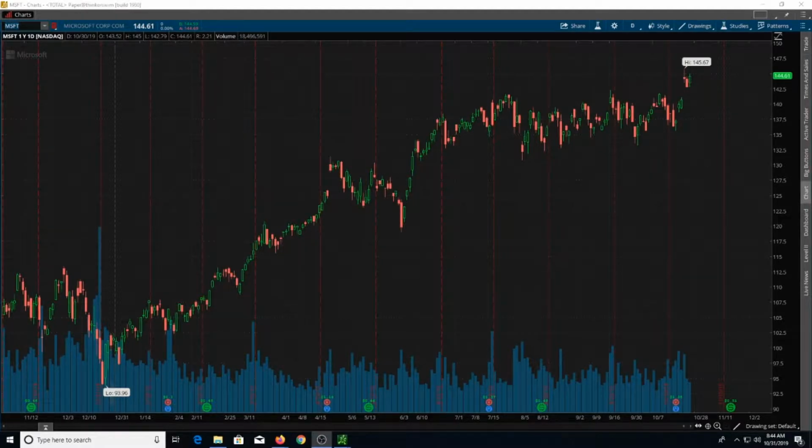Today I'm going to go over a very simple indicator that I use to determine which trades to take and when to take them. It's not very complicated, but it's very helpful in letting you determine what's going on with a particular security that you're looking at.